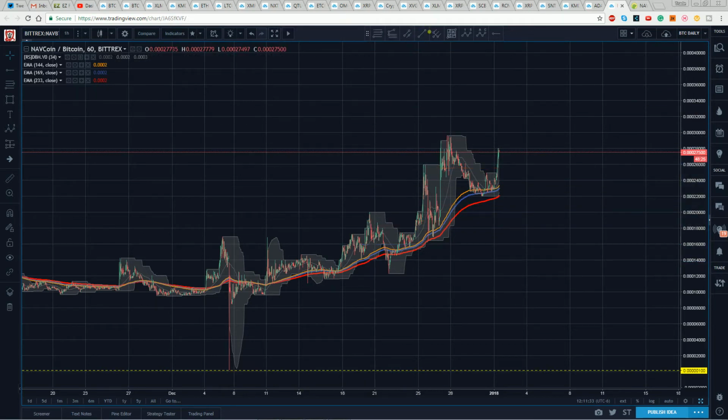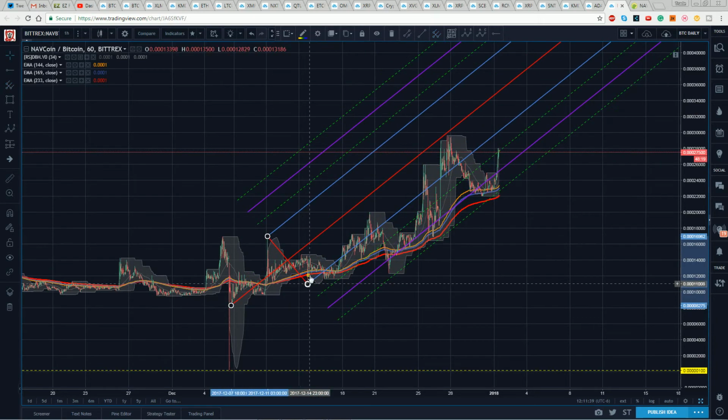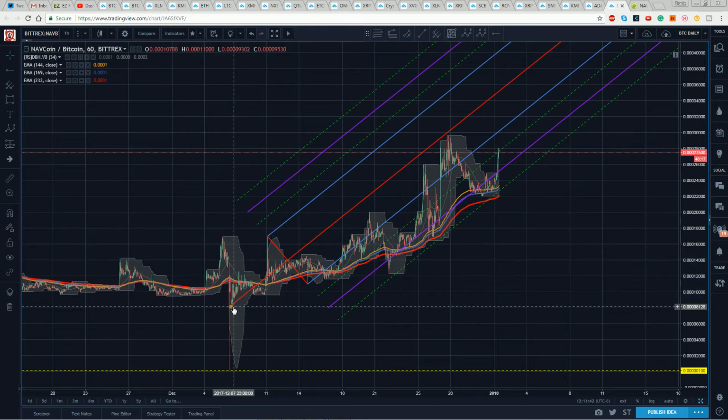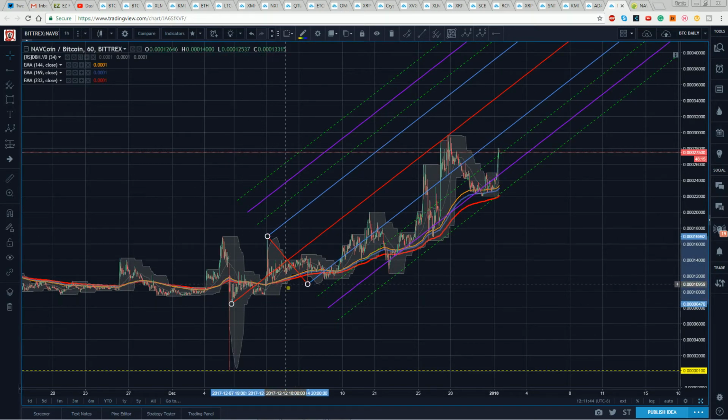So I noticed this: if we work from this low here, we go up to our first pivot and then down to our second pivot. If I dial that in, you can see there's some evidence of some technical trading here.